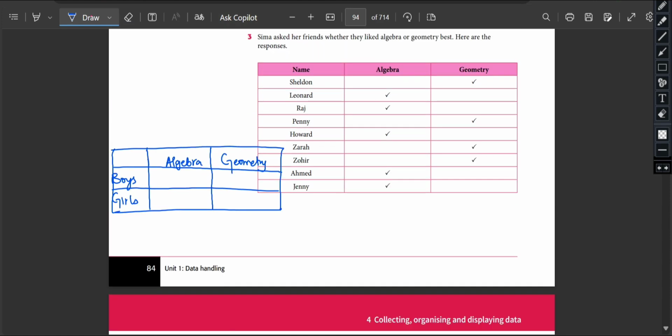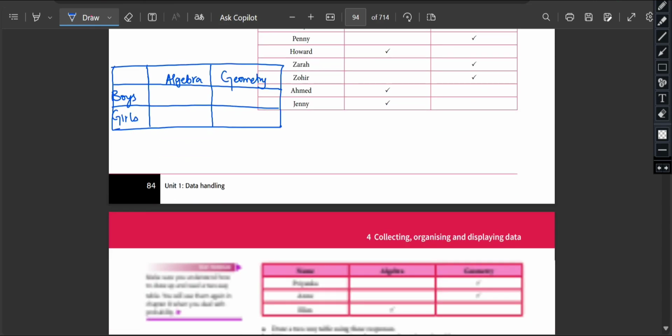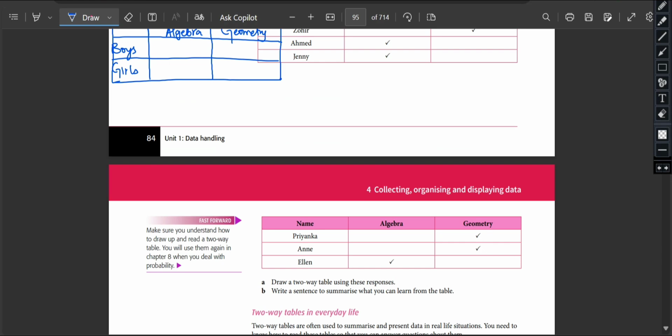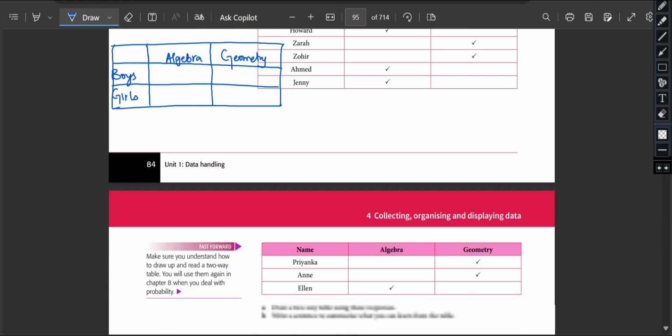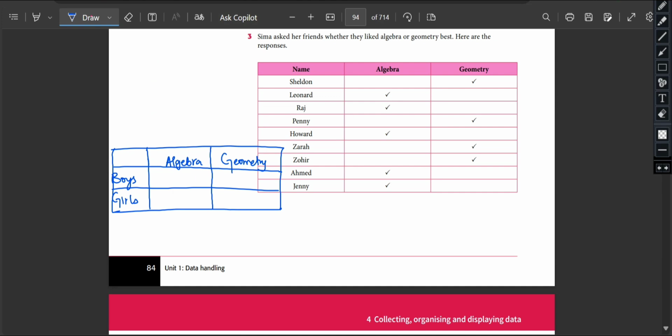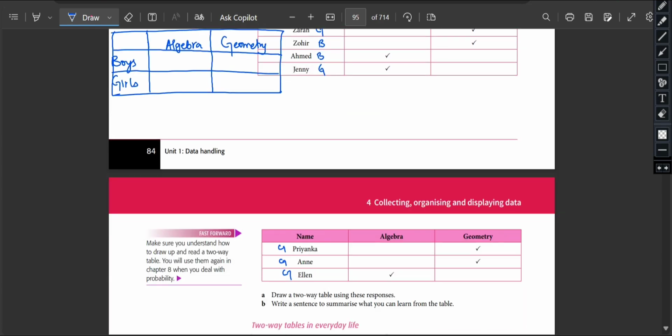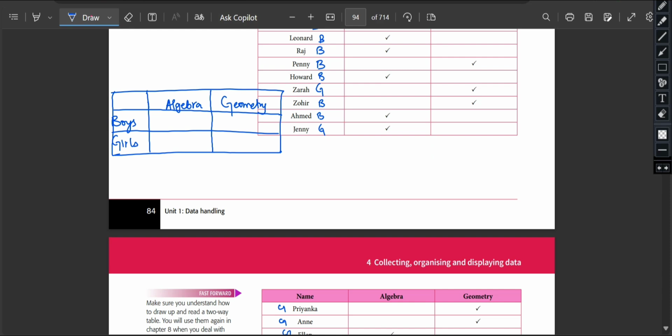Okay, so let's count the girls, the total girls. We think Priyanka is a girl, Anne is a girl, Ellen is a girl, Jenny also sounds like a girl, Sohail is a boy, Zara is a girl, Howard is a boy, Penny, let's call him boy, boy, boy, and boy. So we have 1, 2, 3, 4, 5, 6, 7. There are 7 total boys.